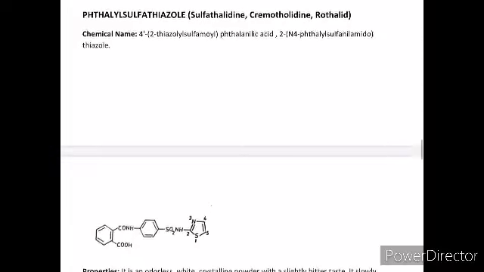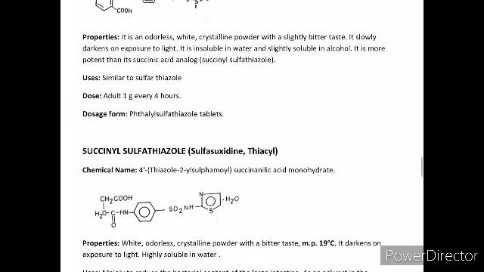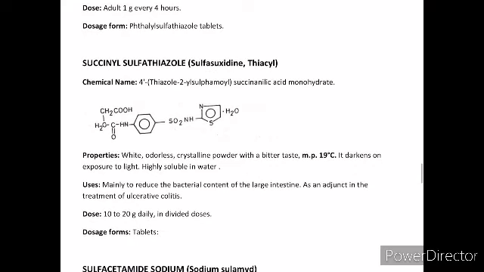Then we will see succinyl sulfathiazole. This is a succinic acid monohydrate derivative of sulfathiazole. This is a white odorless crystalline powder with a bitter taste, darkens on exposure to air. This is used mainly to reduce the bacterial content of the large intestine and as an adjunct in the treatment of ulcerative colitis. That is succinyl sulfathiazole. So you can see the substitution is on N4 here. And then we have the dosage form as tablets.